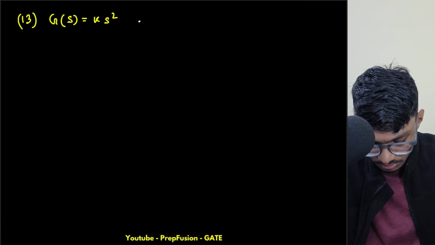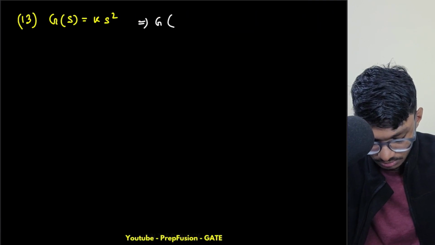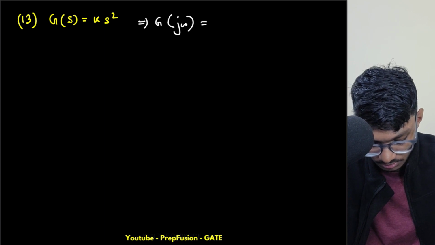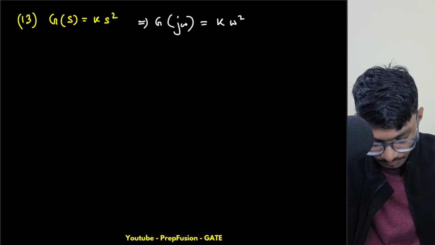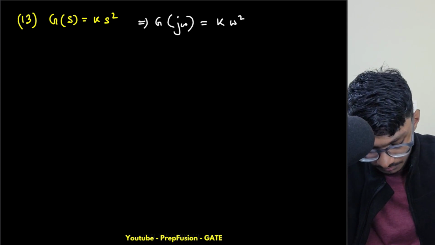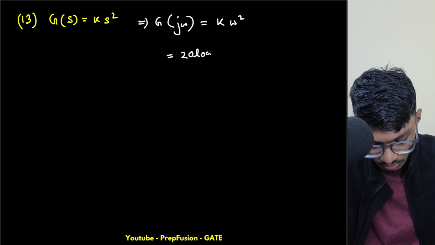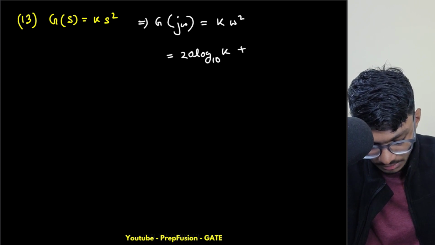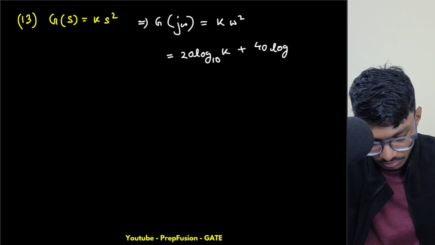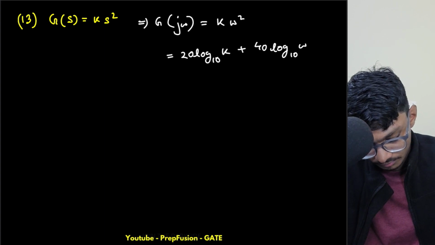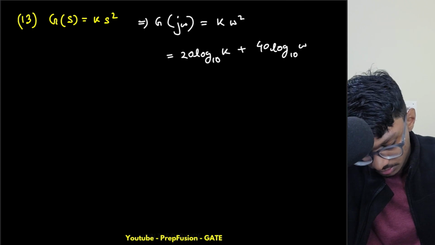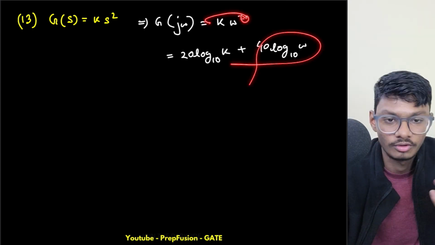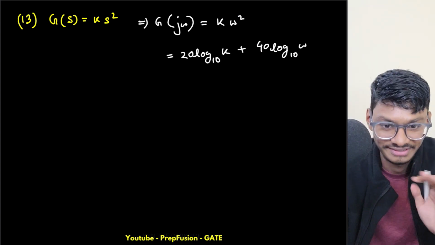So what is this? K into omega square. So again you apply the log formula. So in log terms, log base 10 k plus 40 log base 10 omega. Like 2 will just come in front, right? You can write like 40 is the slope here. Simple, 40 is the slope. Nothing to debate here.